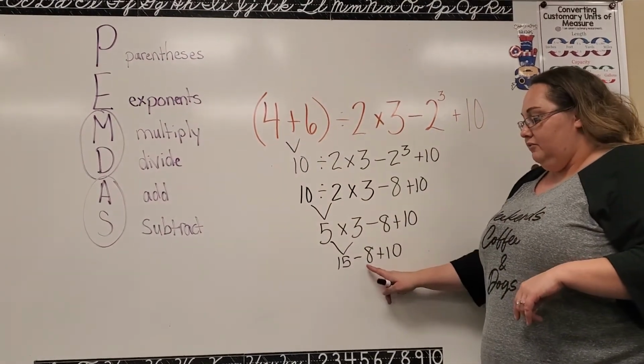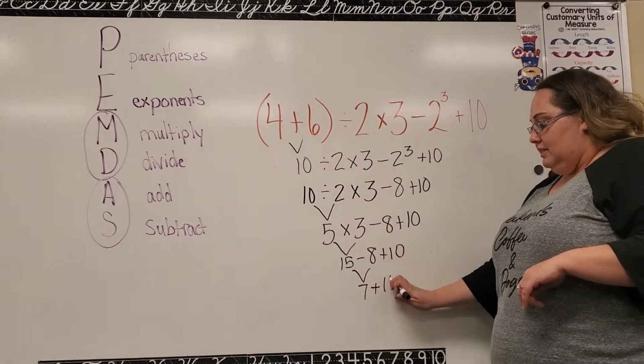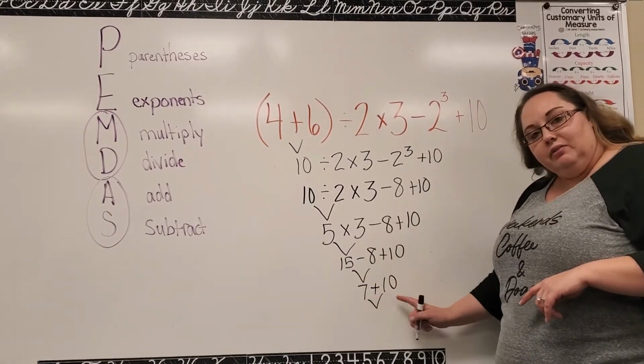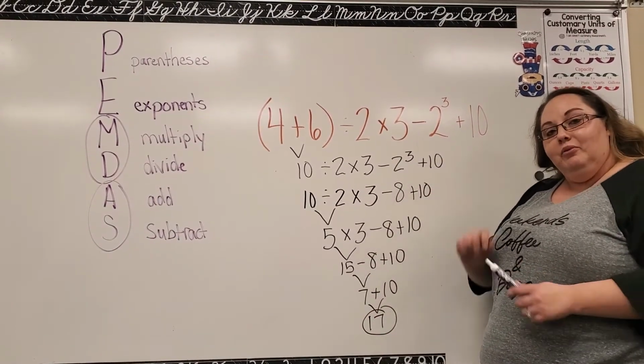So I'm going to subtract first. 15 take away 8, which equals 7. Bring everything else down. And my final step, 7 plus 10, which equals 17. So my answer to this problem would be 17.